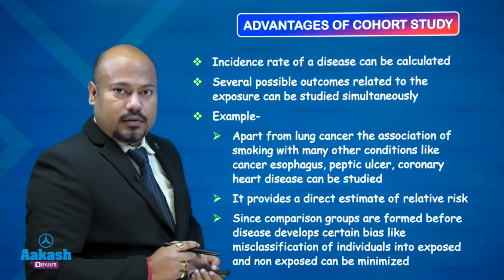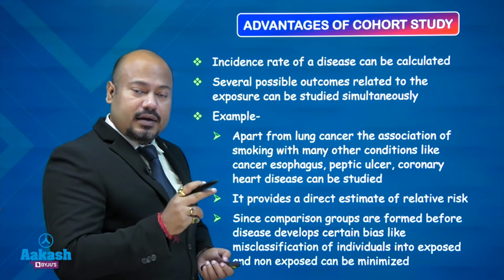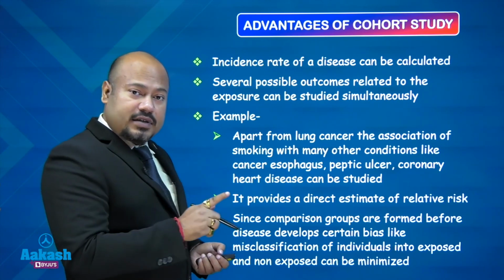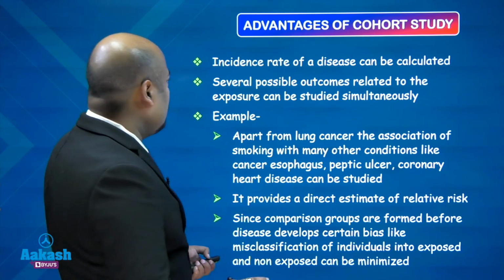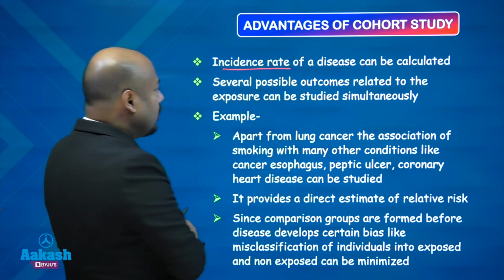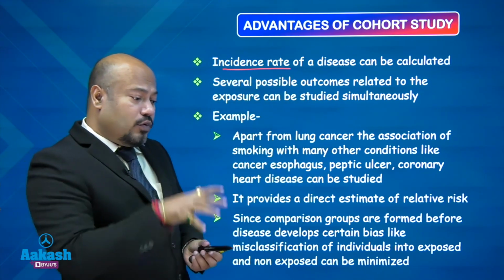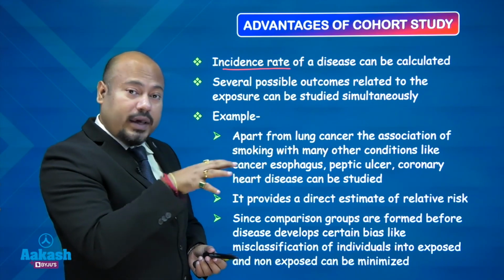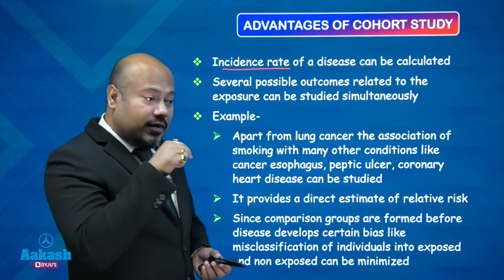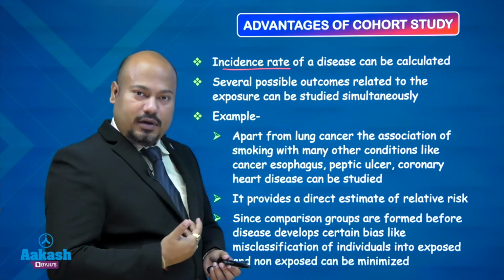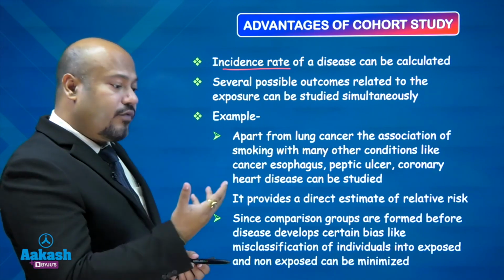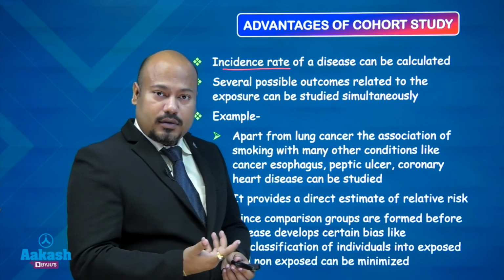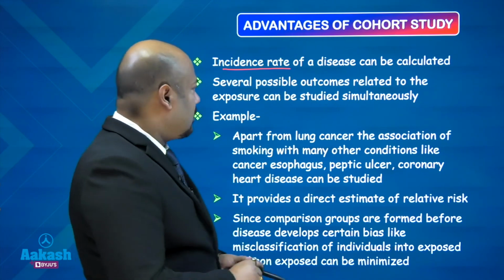Advantage of the cohort study. So in a cohort study, the most important advantage is that the incidence can be calculated, and we have seen the incidence can be done by relative risk, attributable risk, and the population attributable risk. So the incidence rate of the disease can be calculated, and also we can study the outcome of the exposure to a risk factor, like for example the outcome of smoking for a considerable number of years. So apart from lung cancer, other outcomes can also occur. For example, smoking, we know it can lead to prostate cancer, urinary bladder cancer, emphysema, chronic bronchitis, COPD.